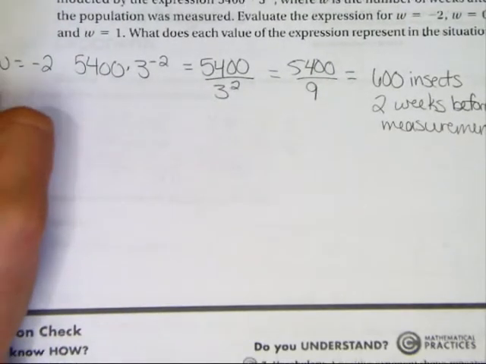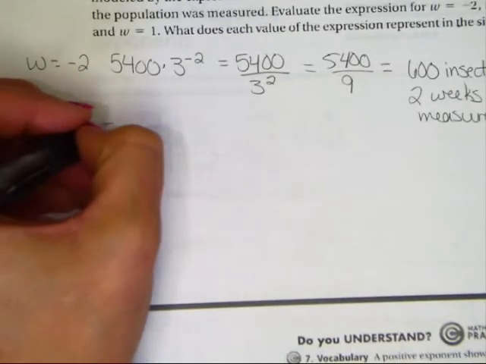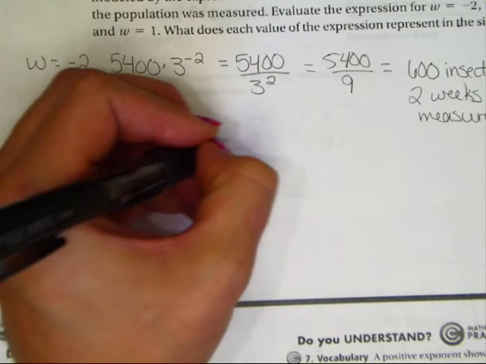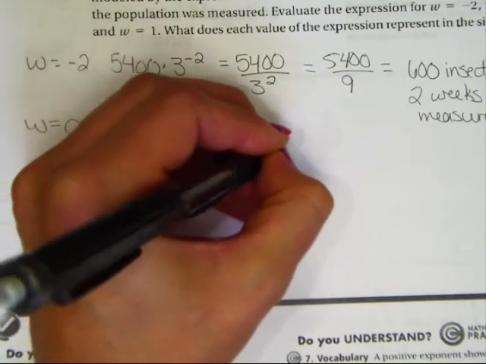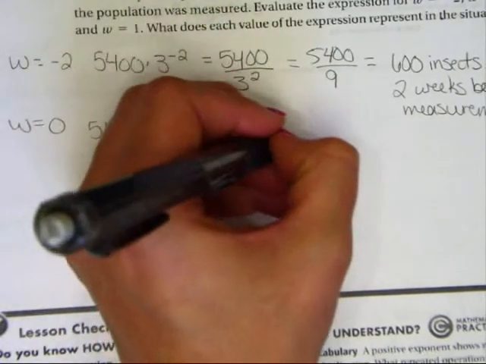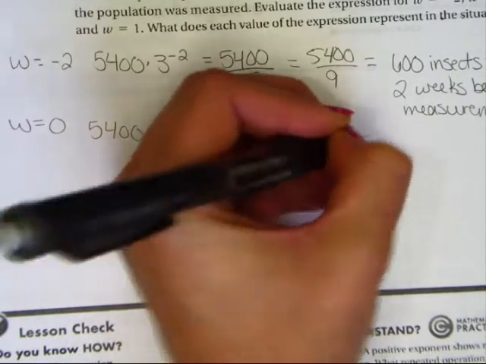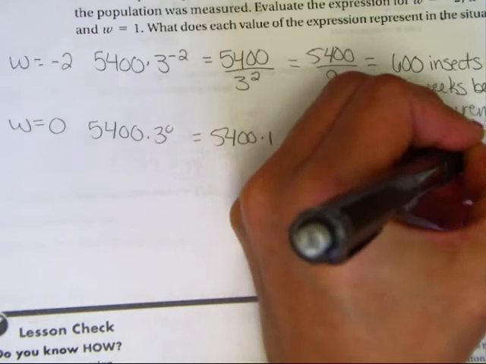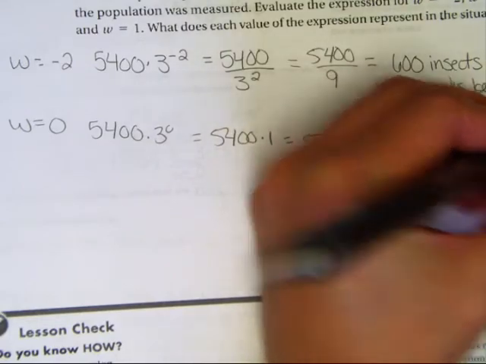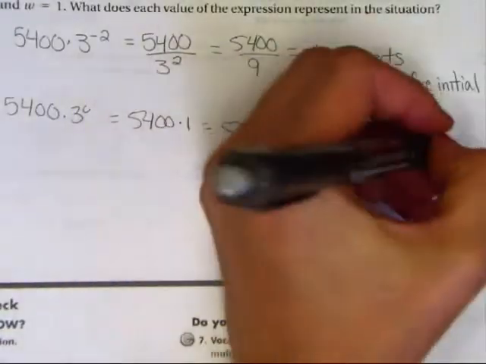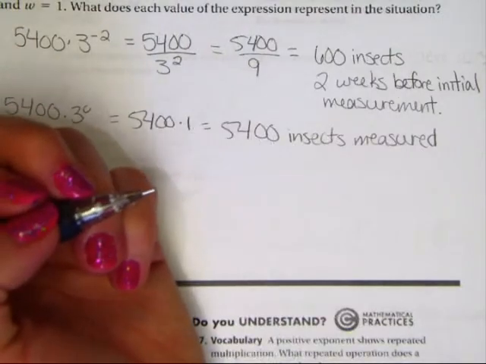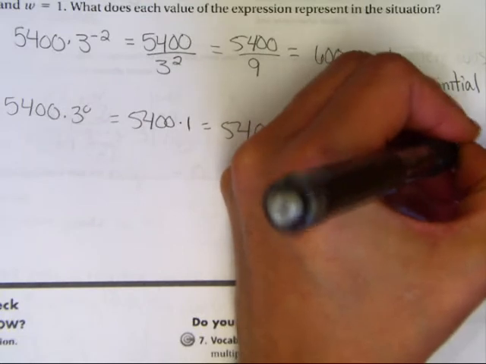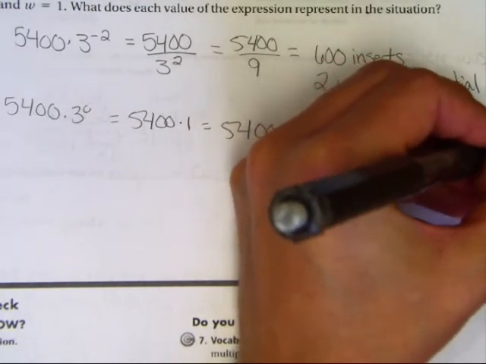Now let's plug in W equals 0. It's 5,400 times 3 to the 0. Your rule today says that's just 5,400 times 1. So that's just 5,400 insects measured, since it's at 0 weeks. We're going to say 5,400 insects measured at the initial measurement.